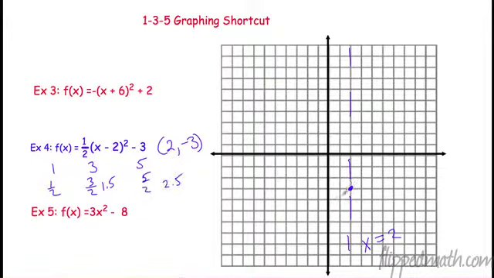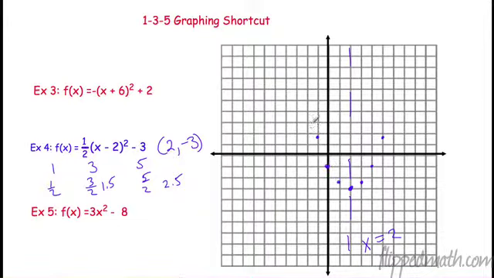So I always go over 1, and I'm going to go up a half. Over 1, up a half. Over 1, up 1.5. So I'm going to go up a half and 1. Over 1, up 2.5. We have it right there. I'm going to reflect it across the axis of symmetry.